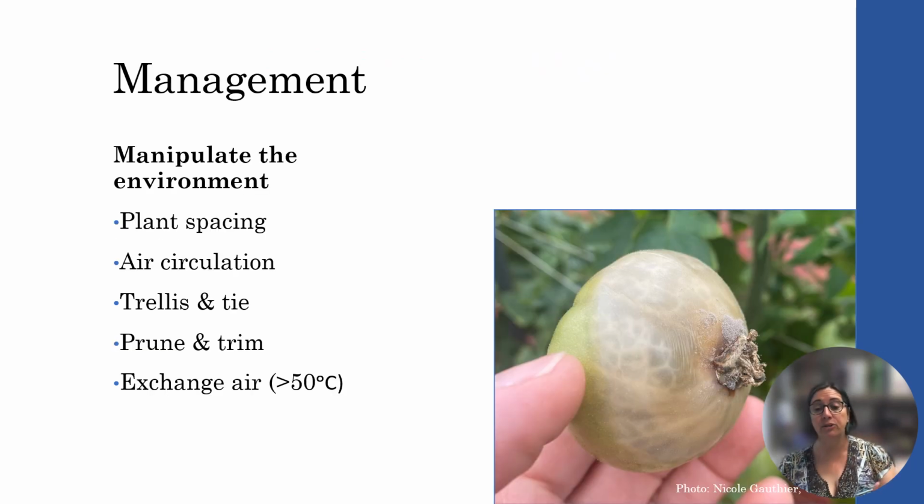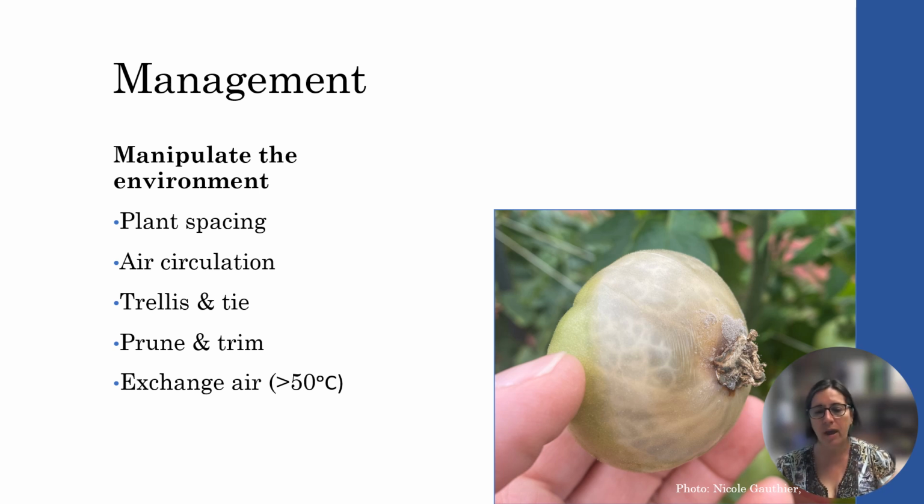All right, let's get back to our disease triangle. The third component of the disease triangle is manipulating the environment. So how do you manipulate the environment? Well, air circulation. Air circulation will dry out leaves, and it will lower the humidity. It will lower the free water that most pathogens need to complete their life cycle. So spacing plants within a row, spacing rows, trellising and tying, pruning and trimming, anything you can do to increase air circulation and dry out that air.